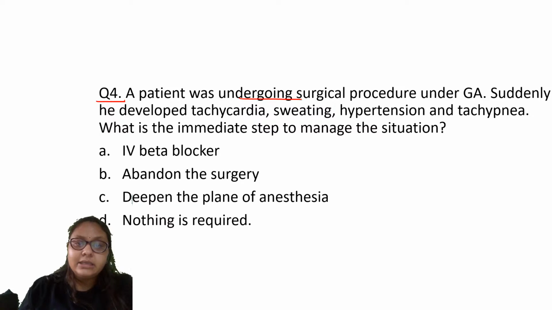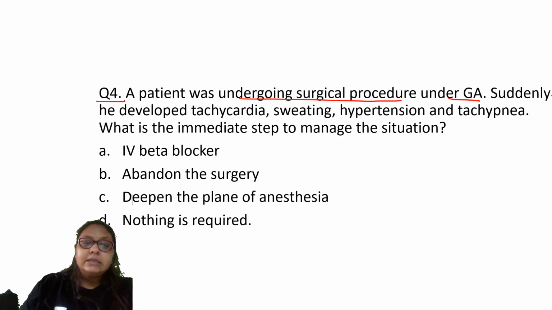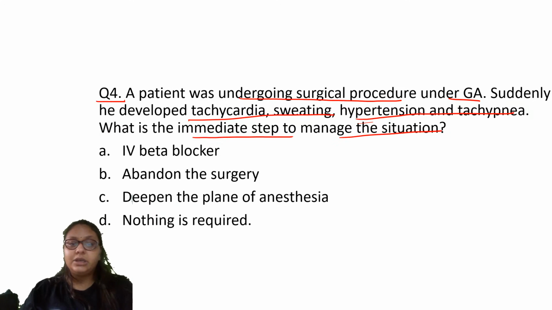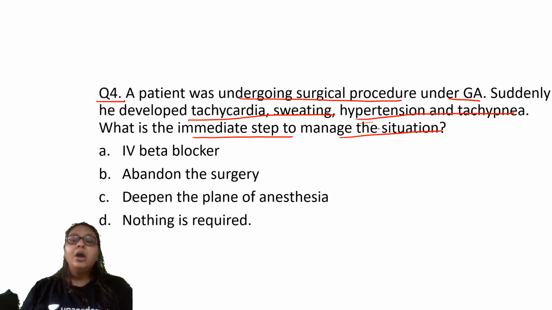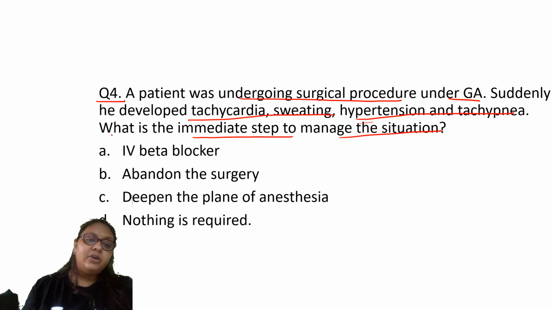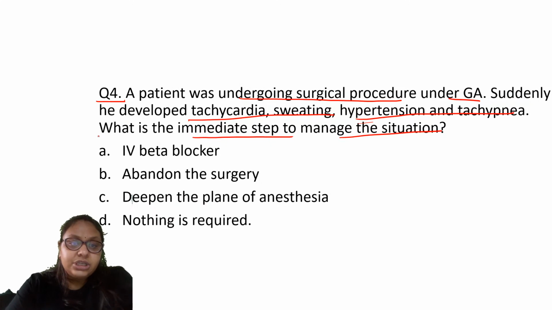A patient was undergoing surgical procedure under GA. Suddenly he developed tachycardia, sweating, hypertension and tachypnea. What is the immediate step to manage the situation? A. IV beta blocker. B. Abandon the surgery. C. Deepen the plane of anesthesia. Or D. Nothing is required. What should be the answer for this? Undergoing surgical procedure, what is the next best step?